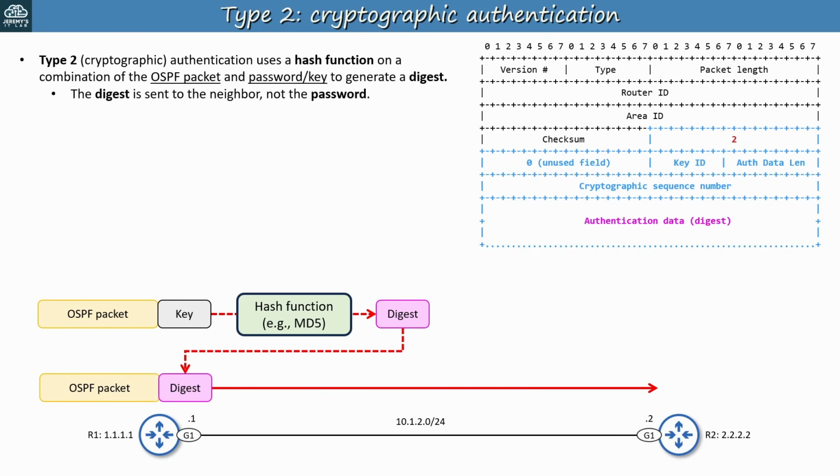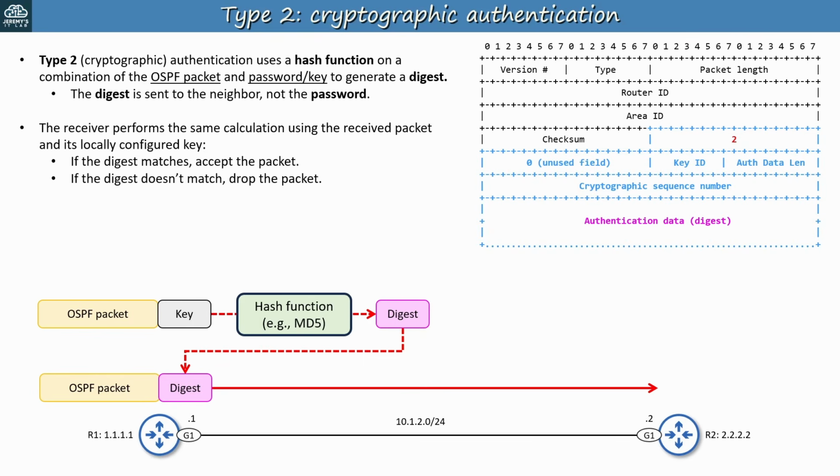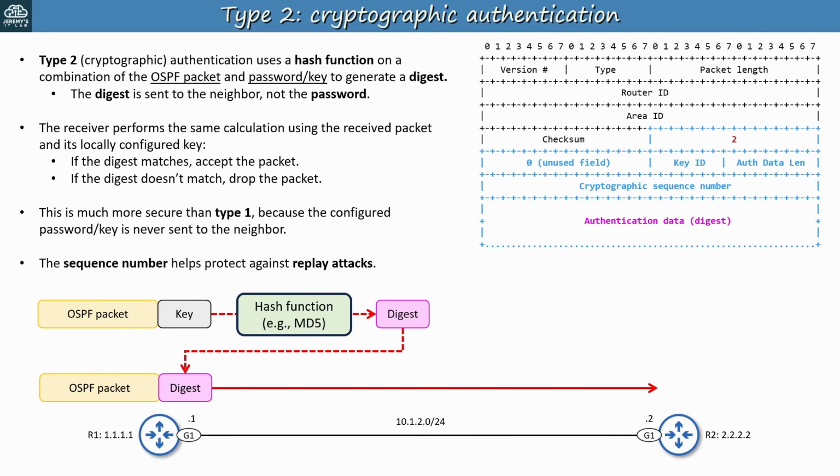Now, how does R2 verify that the packet is authentic? The receiver, R2, then performs the same calculation using the received packet and its locally configured key. If the newly calculated digest matches the digest in the packet, the receiver accepts the packet. If it doesn't match, it drops the packet. This process is much more secure than Type 1 authentication, because the configured key is never sent to the neighbor, only the digest is. And there is also a sequence number included that helps protect against replay attacks. This sequence number must be non-decreasing, so if an attacker tries to send an old packet, it will be rejected for having an old sequence number.